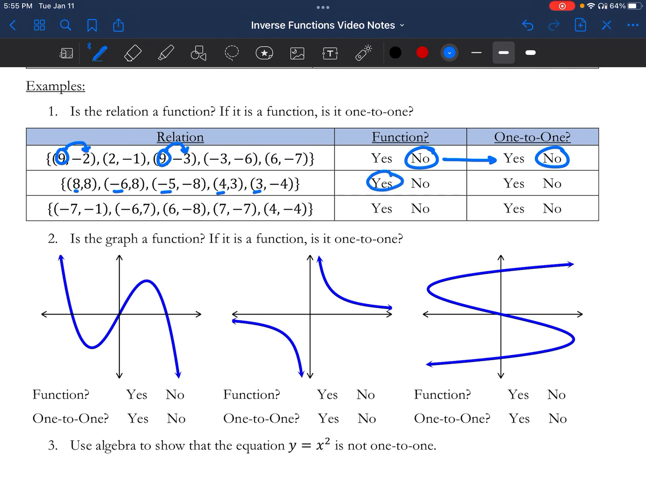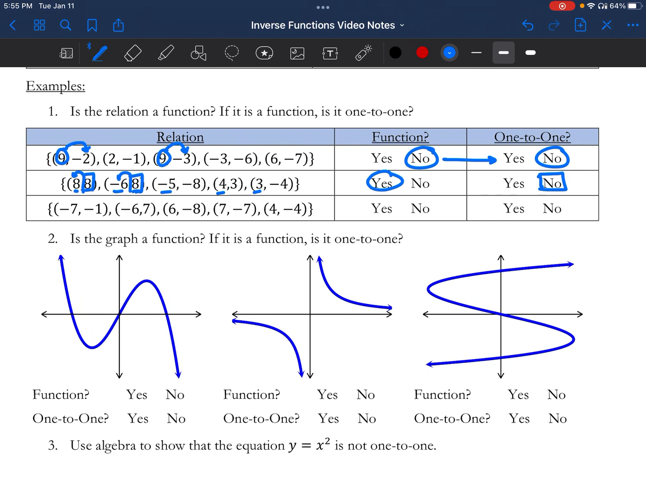Now the second thing I'm going to check is, what about the y values? Well, if you notice, I have 8 and 8. That's a problem. In this situation, these two 8s go to two different x values. So this 8 goes with that 8, and this 8 goes with -6. So that tells me that this is not one-to-one because those 8s are seeing those other x's.